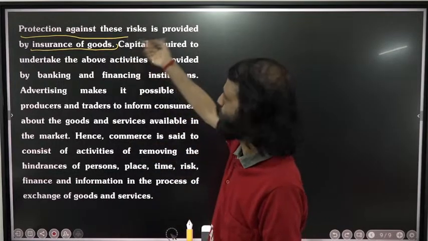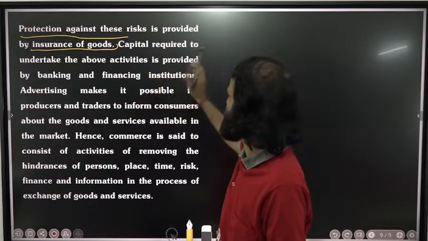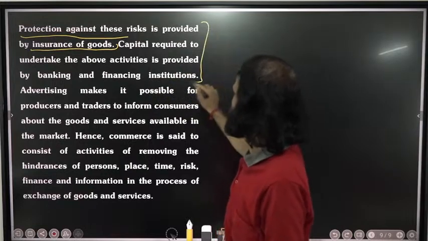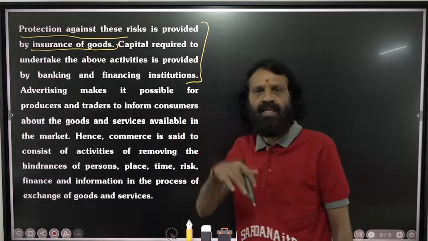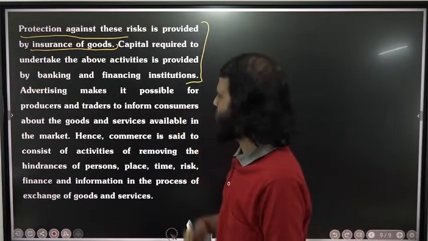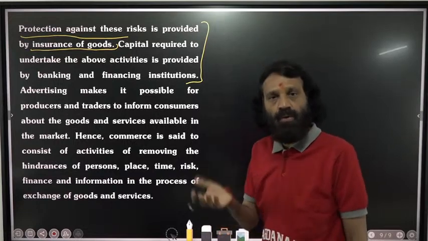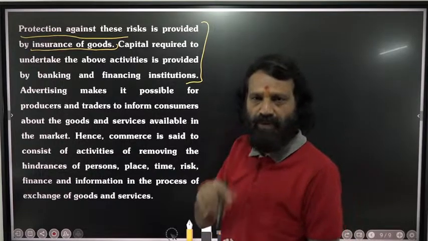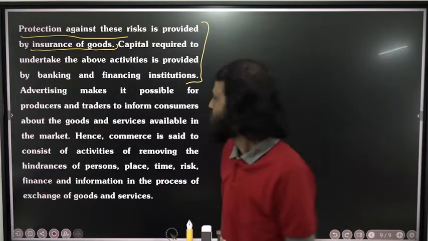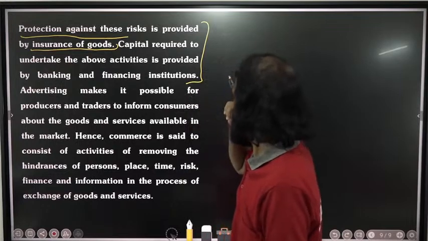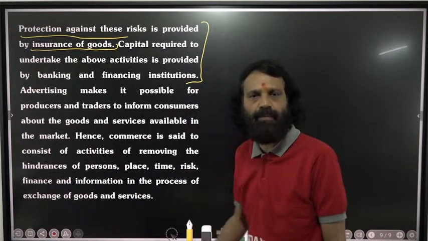Capital required to undertake the above activities is provided by banking and financing institutions. Of course, we have better financial institutions than any other country in the world. We have nationalized banks as well as private banks in our country. Also, some foreign banks are operating in our country and serving our people in a better way. For promoting production in our country, we have industrial development banks.